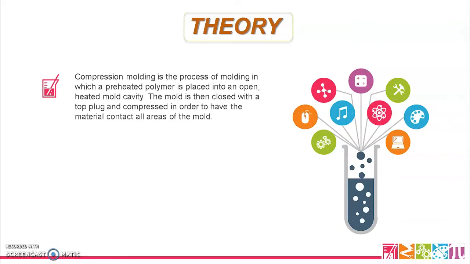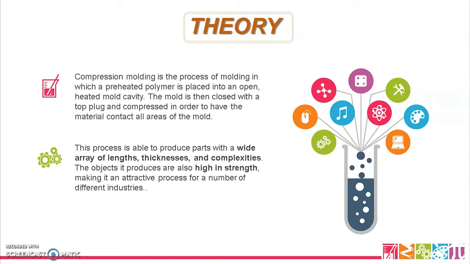First of all, compression molding is the process of molding in which a preheated polymer is placed into an open heated mold cavity. The mold is then closed with a top lock and compressed in order to have the material contact all areas of the mold.